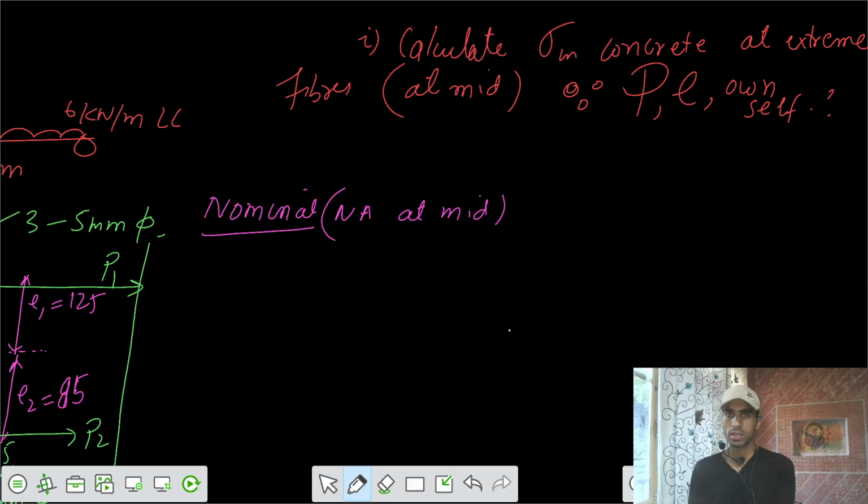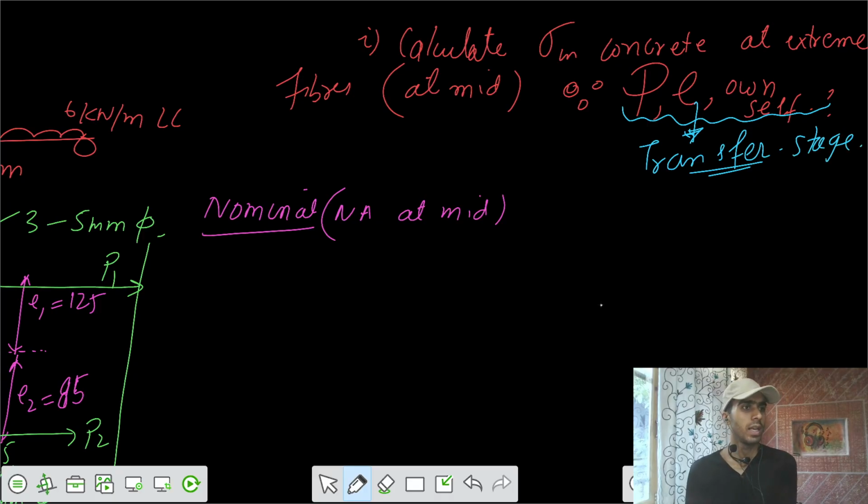So that means it's talking about the transfer stage. What does this mean? Can we say that this is all about the transfer stage? This is talking about the transfer stage.